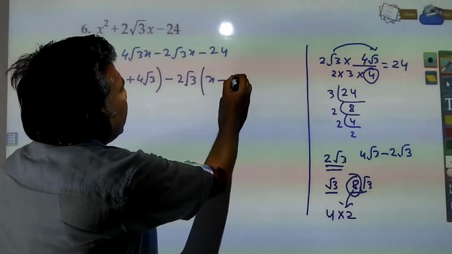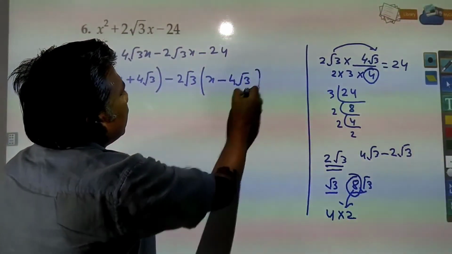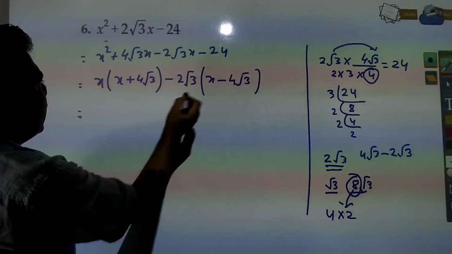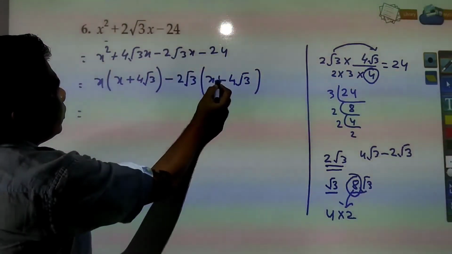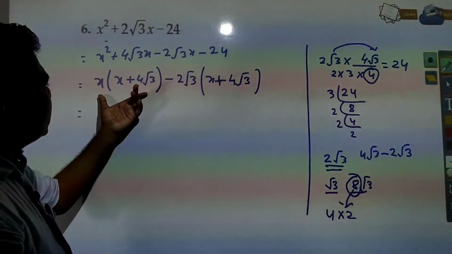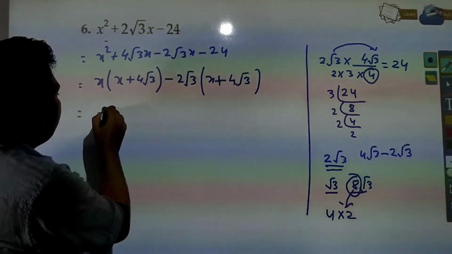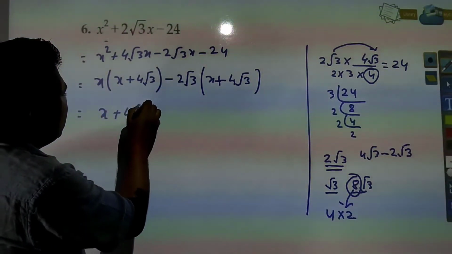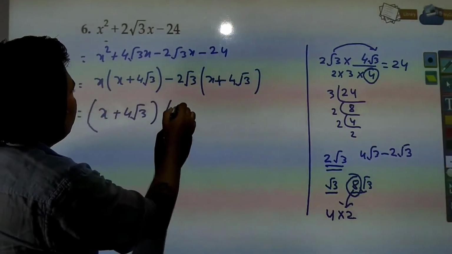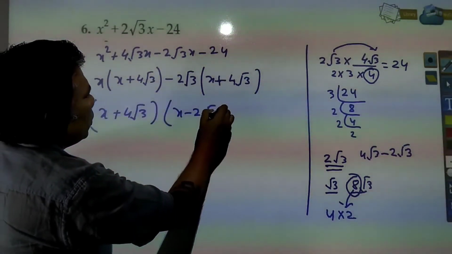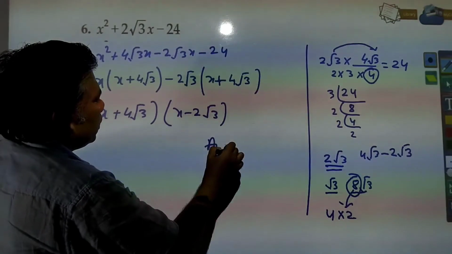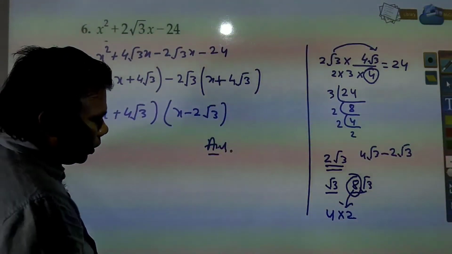So here we will write 4 root 3, and this will be plus because minus we have taken out. Now you see, in this term and this term we have common x plus 4 root 3. So x plus 4 root 3 will be common, and you will be left with x minus 2 root 3, and this will be your answer. Next question we will see.